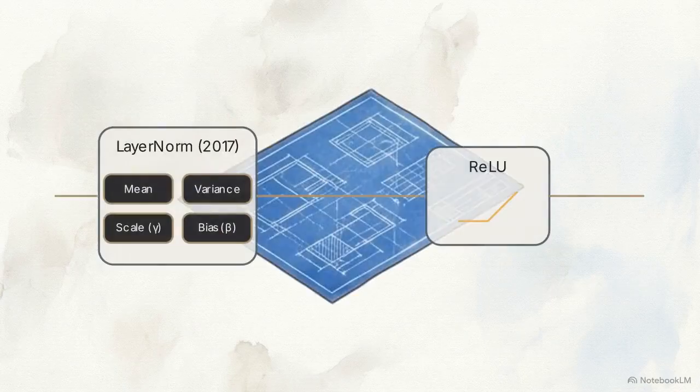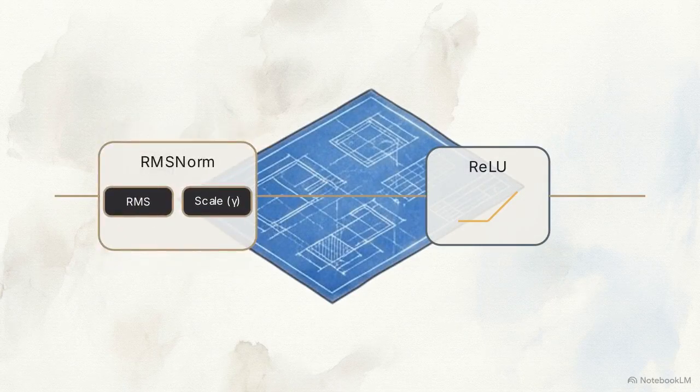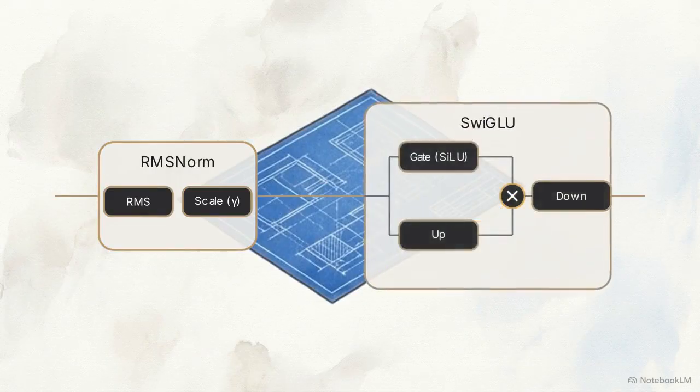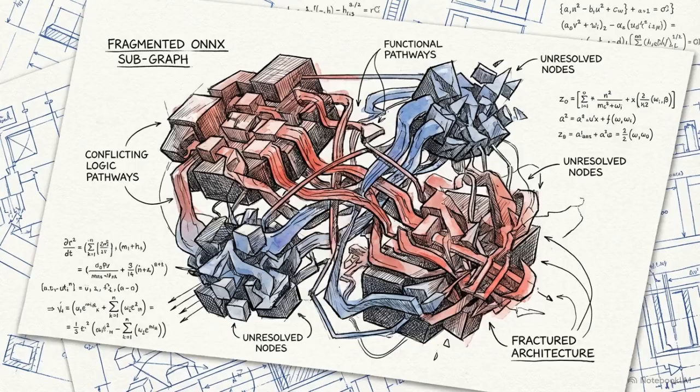LLM architecture is constantly evolving. The standard layer norm from 2017 has been largely replaced by RMS norm, and standard ReLU activations have been replaced by SwiGLU gating mechanisms. These changes improve model accuracy, but they create unfamiliar, highly fragmented subgraphs inside the exported ONNX file.